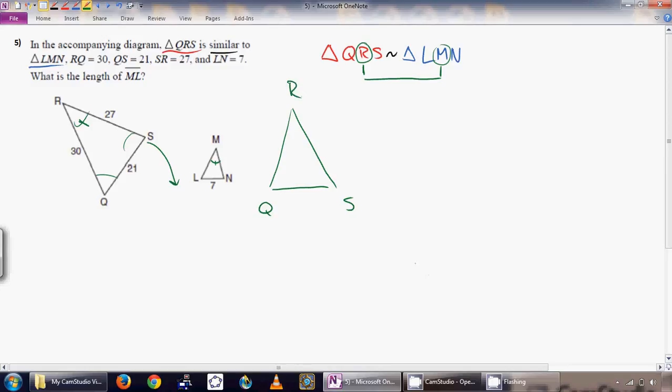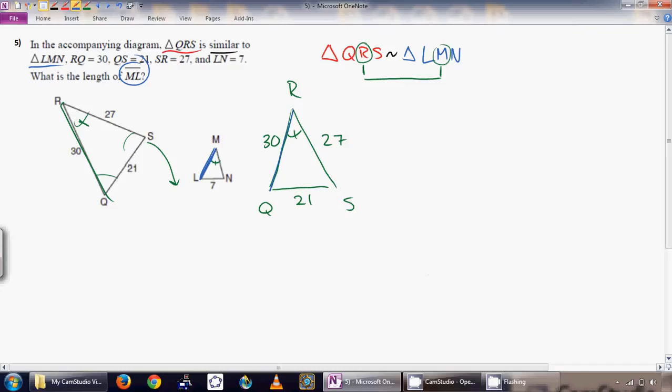Alright, and then I'm going to fill in those numbers, 30, 27, and 21, right? RQ is 30, and you can check the rest. So now my diagrams look good. I'm ready to answer their question. What is the length of ML? What is the length of this side here?